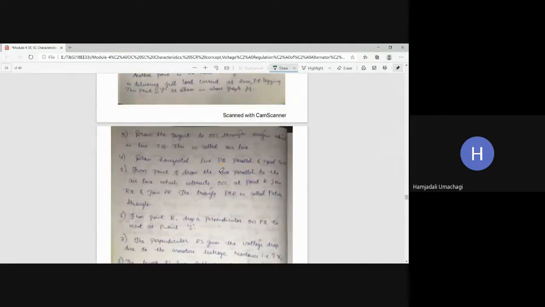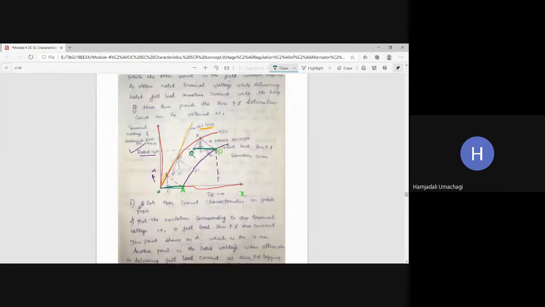From point Q, draw the line parallel to the air line which intersects the OCC at point R. Join RQ and join PR. The triangle PQR is called the Potier triangle. Okay, now what you should do, the other end of the line PQ is this point Q.